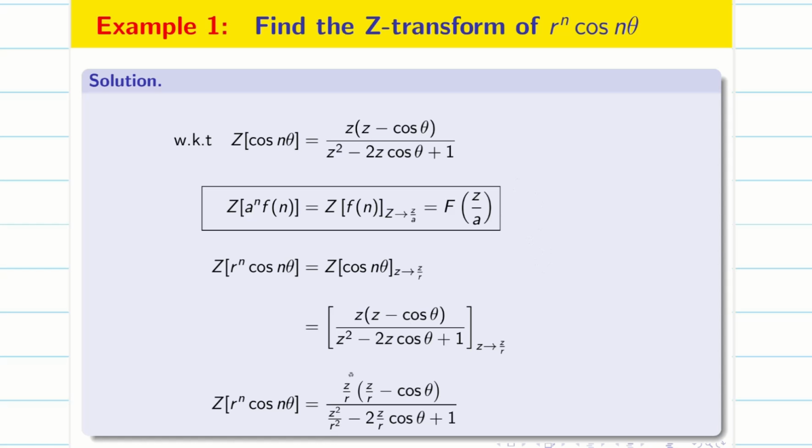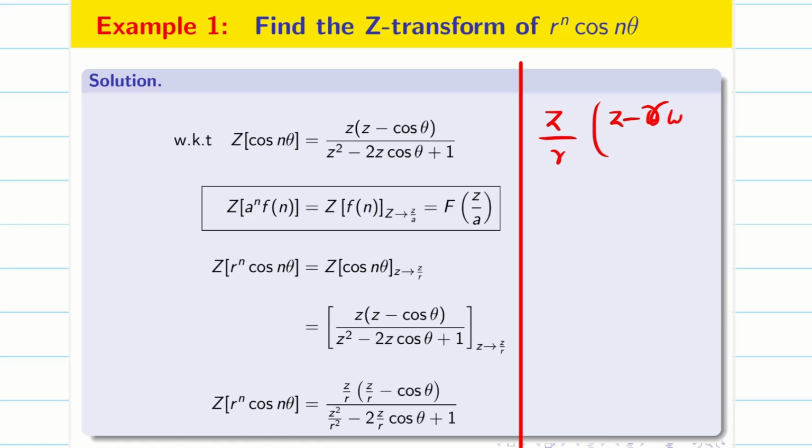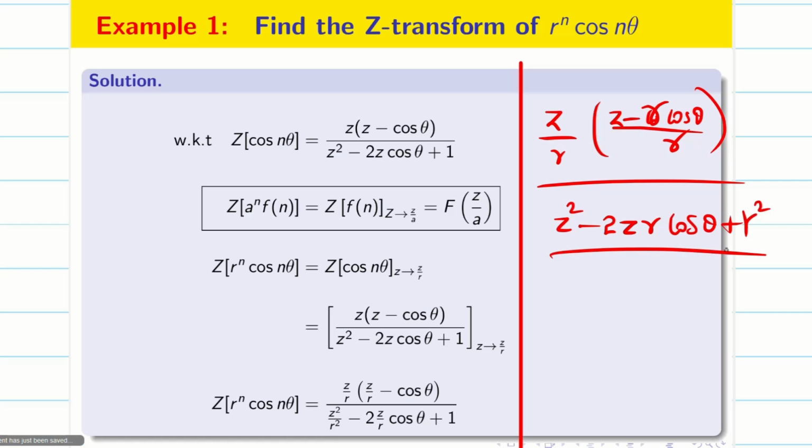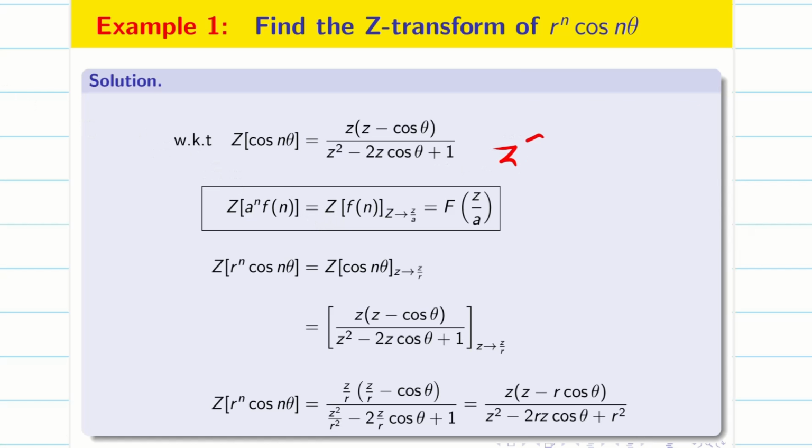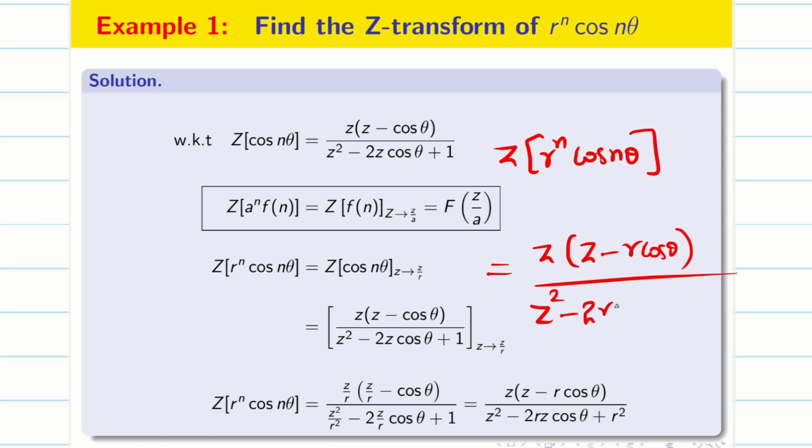It is very easy to take the LCM. From this, the numerator will become Z by r, Z minus r cos theta divided by r. In the denominator, we have Z square minus 2ZR cos theta plus R square divided by R square, if you take the LCM. Now this R will cancel with R square. The remaining terms will remain. Therefore, Z of r power n into cos n theta is going to be Z into Z minus r cos theta divided by Z square minus 2ZR cos theta plus R square. This is the final answer.